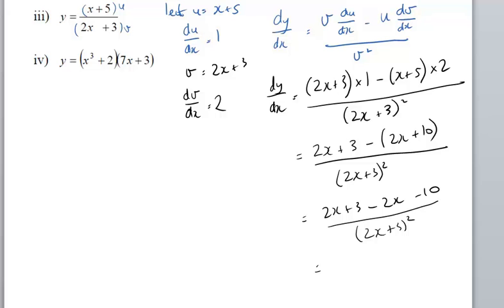2x minus 2x is nothing. 3 minus 10 gives us minus 7 on 2x plus 3 all squared.